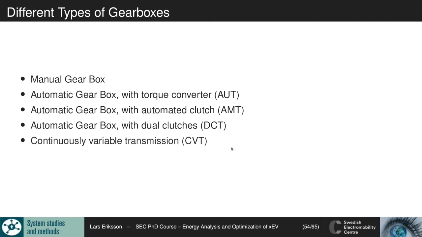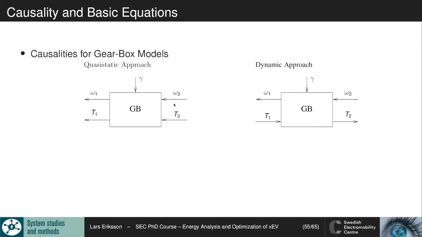When we look at the modeling for these, we have the causality from the quasi-static approach. We have the power requirement that comes from the driveline, and we transmit it to the input side, like the engine or the electric machine. And we have the gear ratio that we're controlling or selecting, or setting fixed, but it's used to connect the power deliveries to each other.